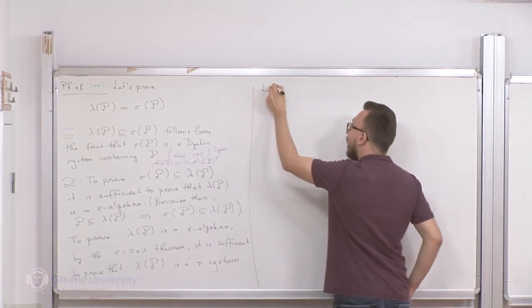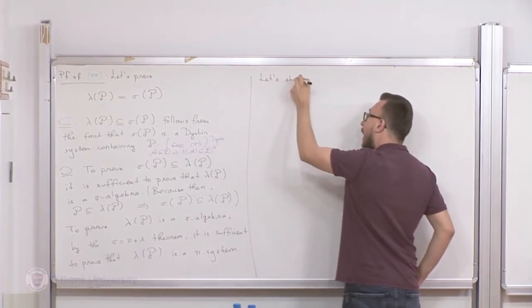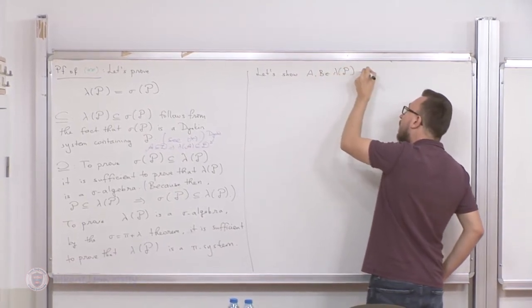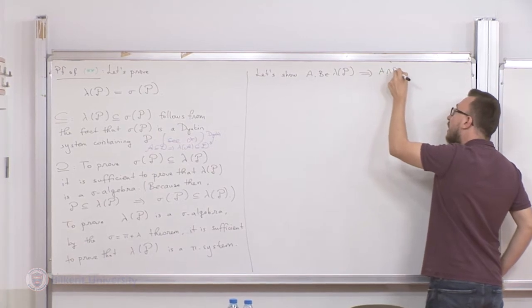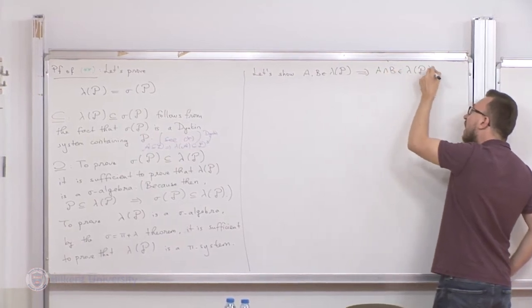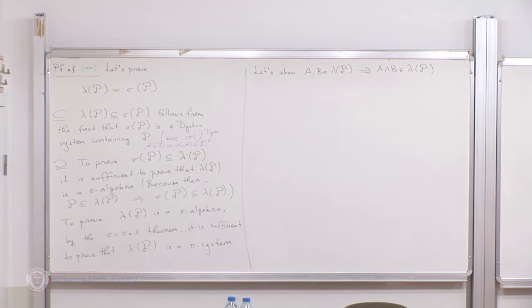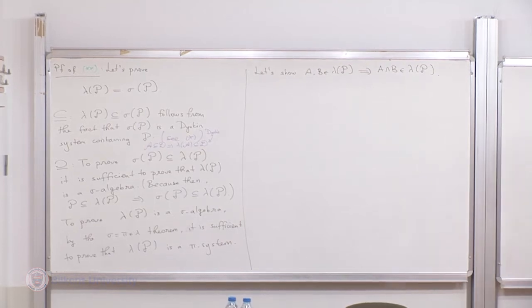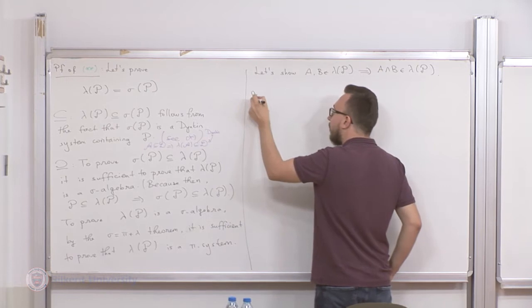So let's show A, B in lambda P implies A intersection B is in lambda P. This doesn't look like a simple statement, and there is an original proof of this. Here's a simplification. I'm going to call it step 0.